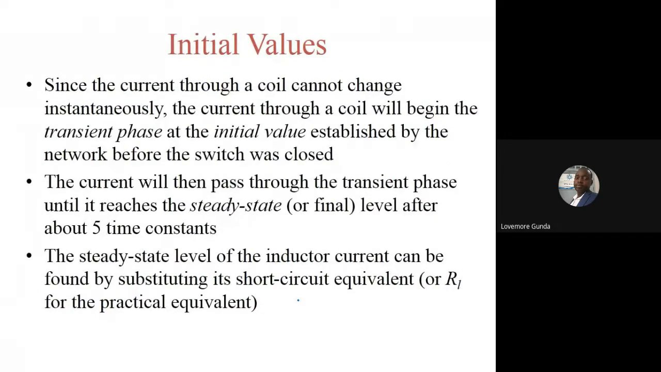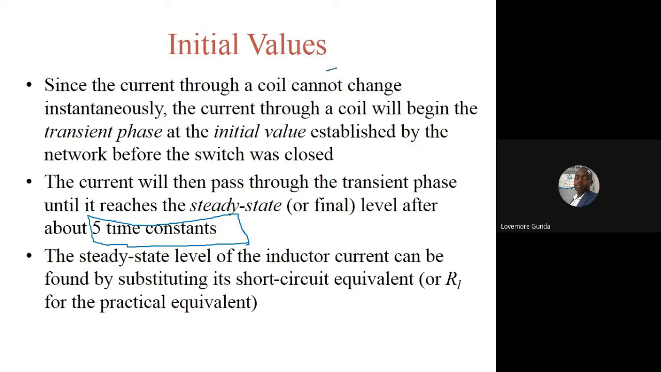Then what are the initial values of our scenario? Since the current through a coil cannot change instantaneously, the current through a coil will begin the transient phase at the initial value established by the network before the switch was closed. The current will then pass through the transient phase until it reaches a steady state or final level after 5 time constants. So in all these transient circuits, if a condition reaches 5 time constants, then it reaches its final value.